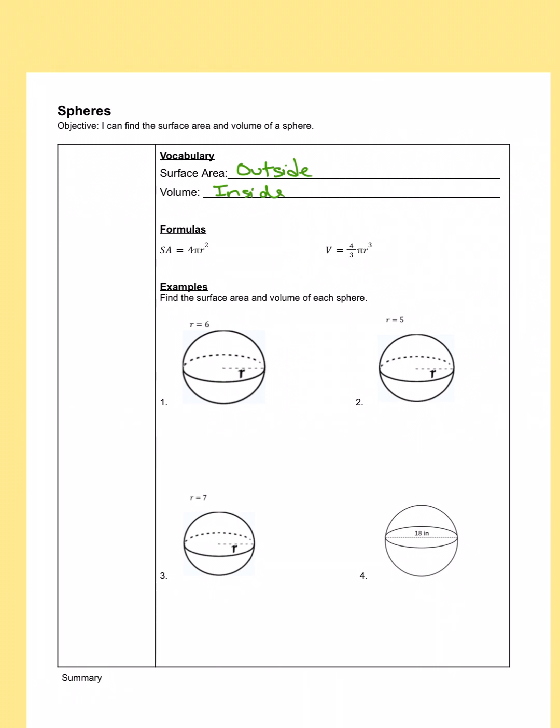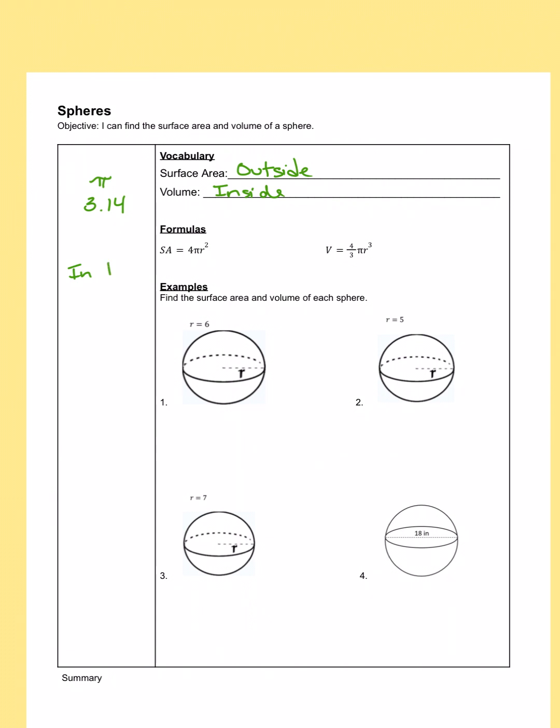So the formula for surface area, we're going to take 4 times pi, and for pi, we typically use 3.14, even though that's not the exact value for pi. You can also use the pi button on a calculator, and that will give you the exact value of pi. And sometimes it'll say, write your answer in terms of pi. So let's look at what that means.